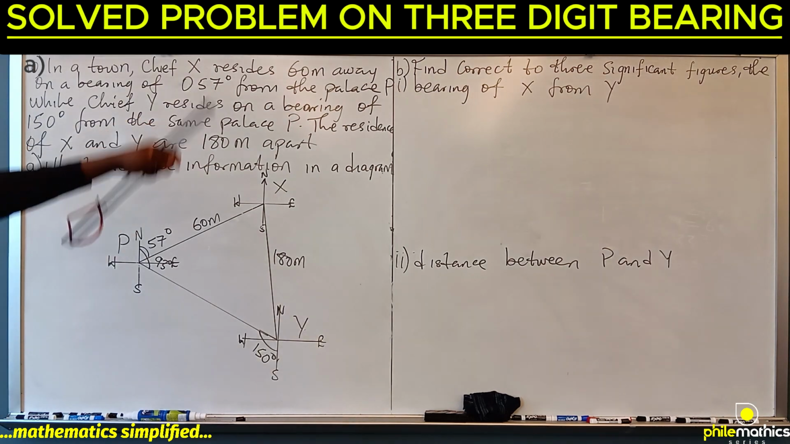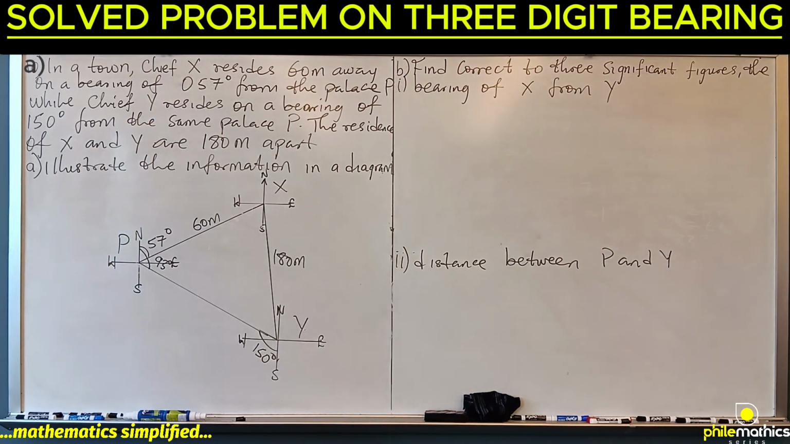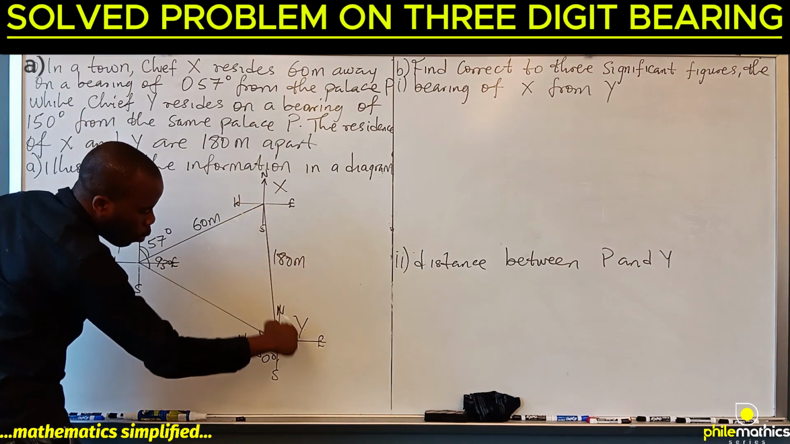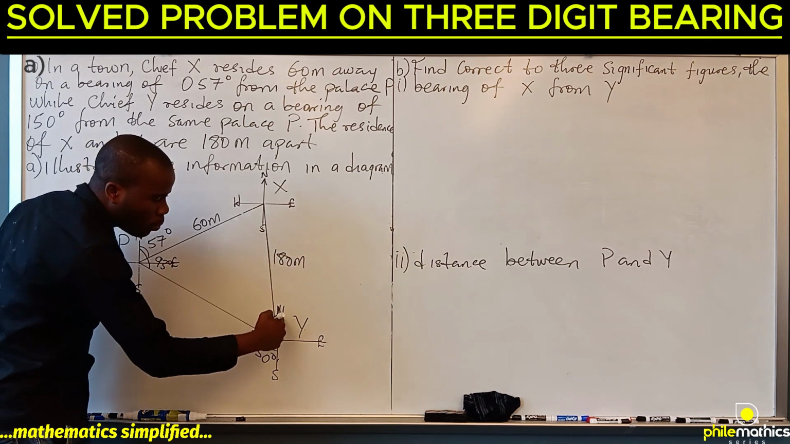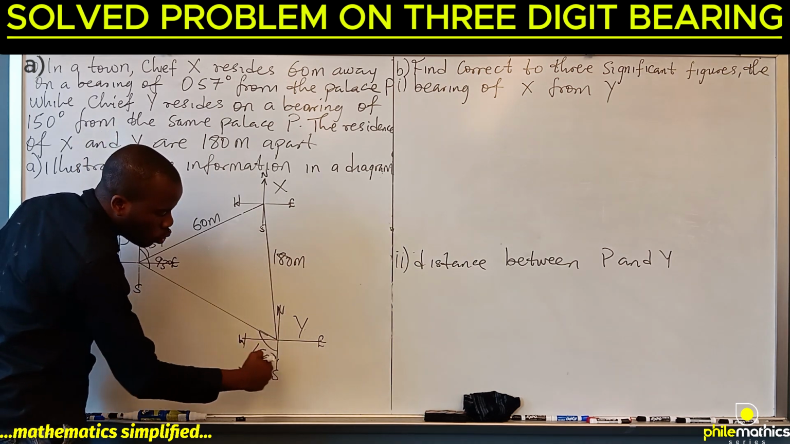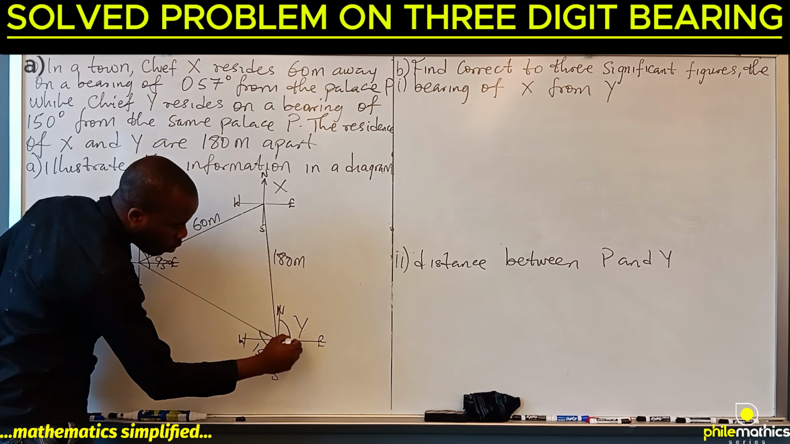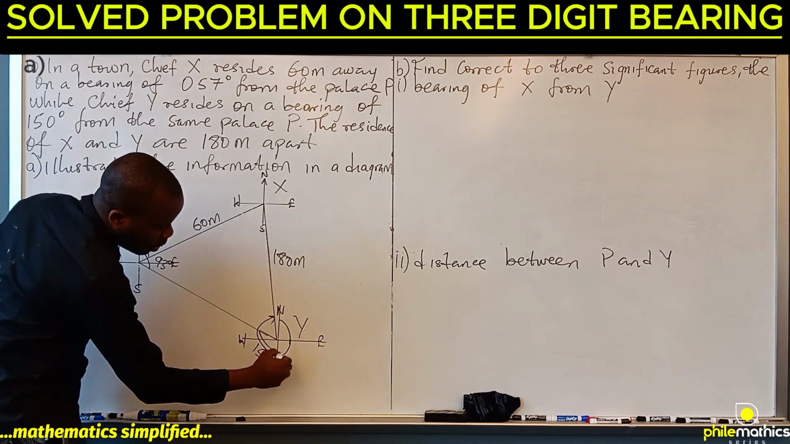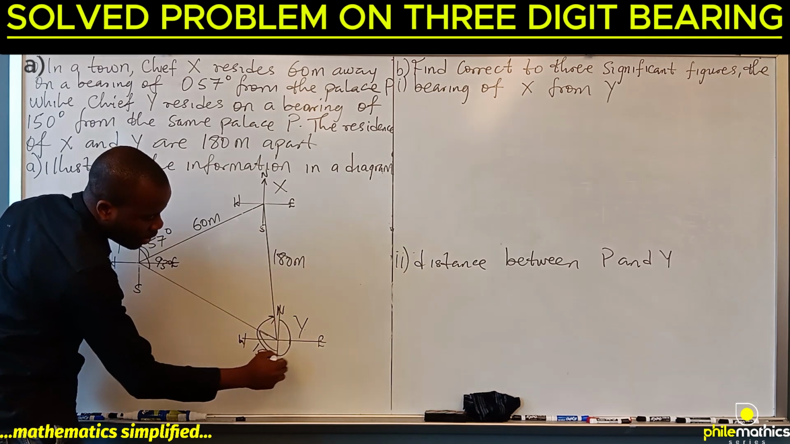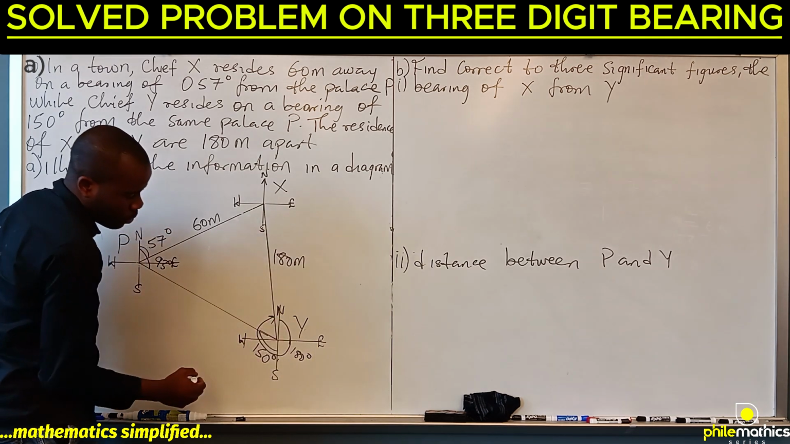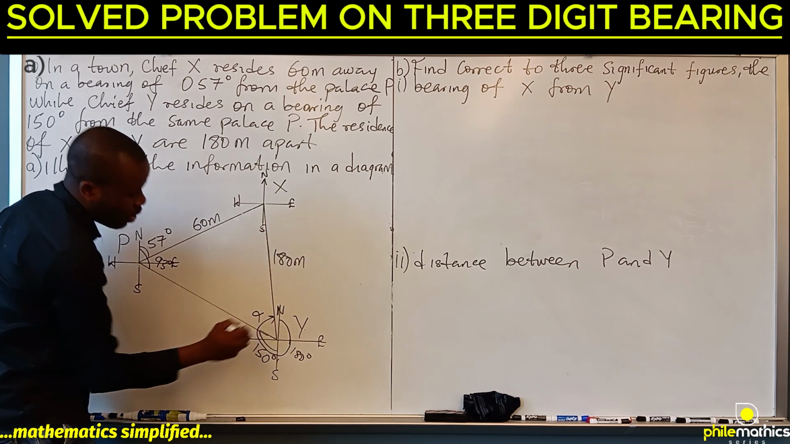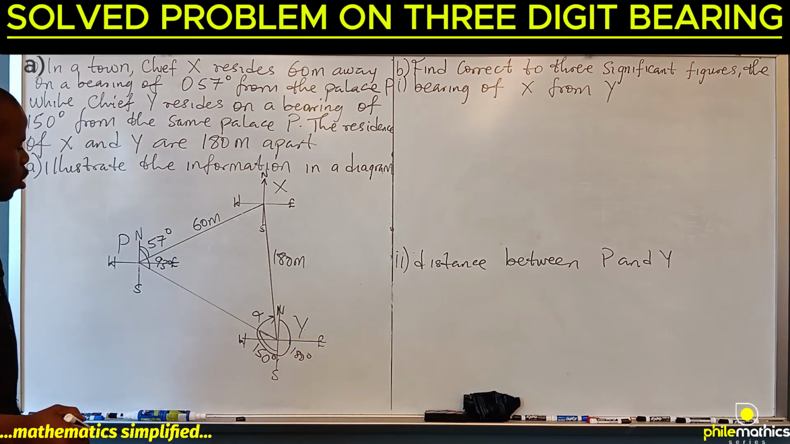The first question we are asked to find is the bearing of X from Y. So we are looking for the bearing of X from Y. So we are going to measure the angle from the north pole of Y to this point. So look at what we are looking for. We know this is angle on a straight line. This is 180. We know this is 150. So we need this angle. Let's call it alpha. How do we get this angle?